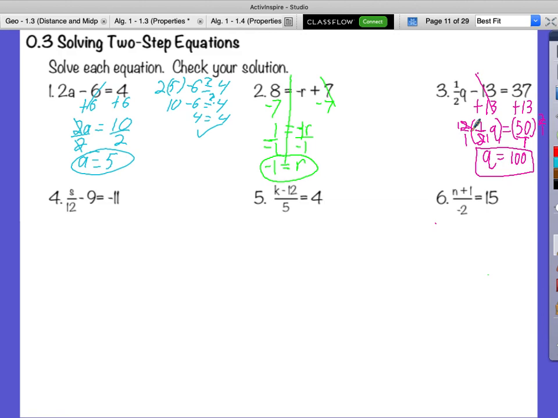Now, number 4 looks very similar to me. Notice it's a variable with a division here. You guys do number 4 for homework. If you finish it now, you don't have any homework. You have 4 minutes. If you finish number 4, you're done. That's our homework.